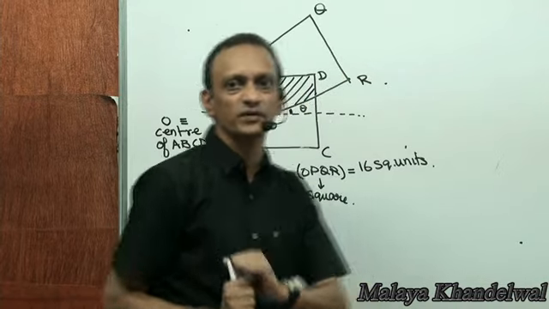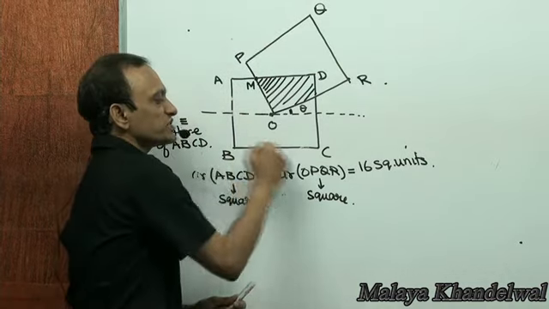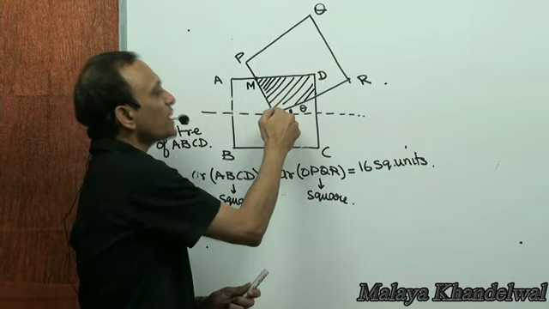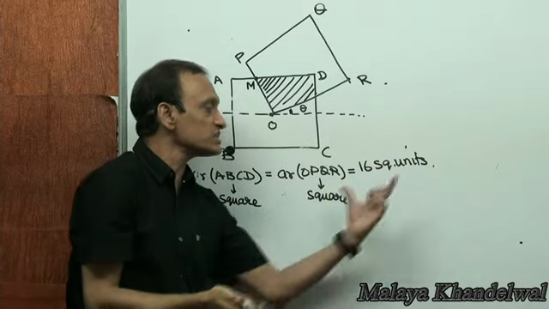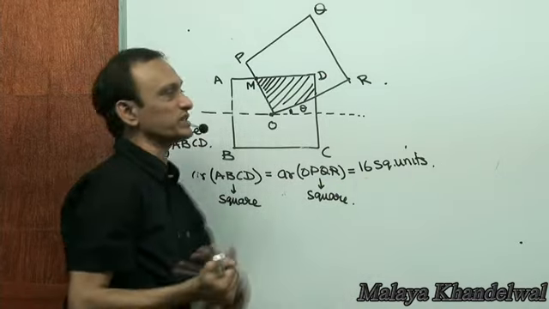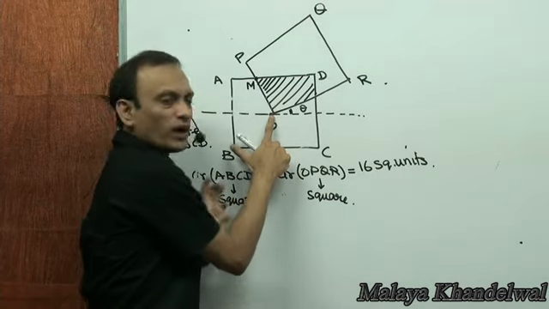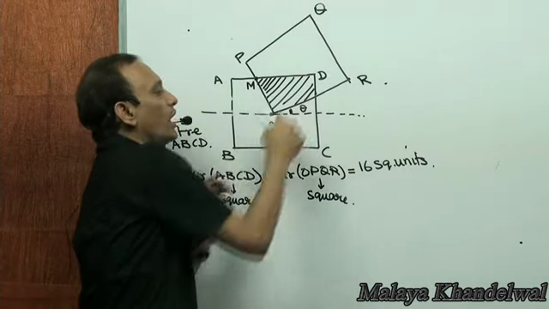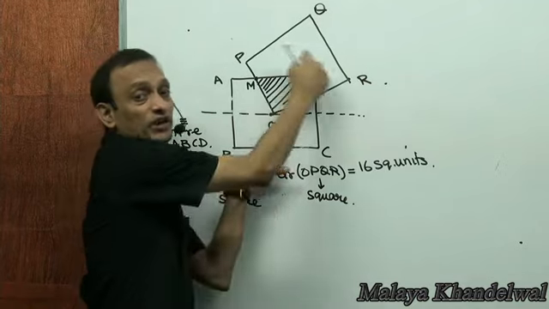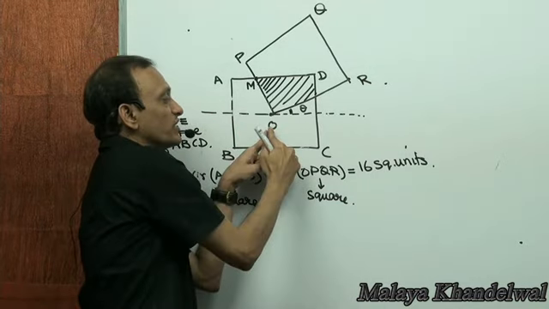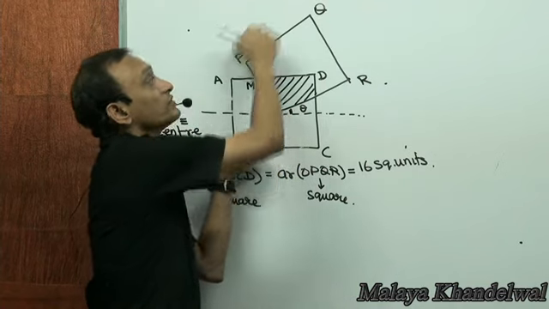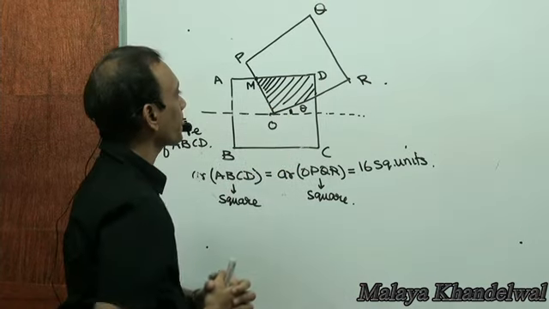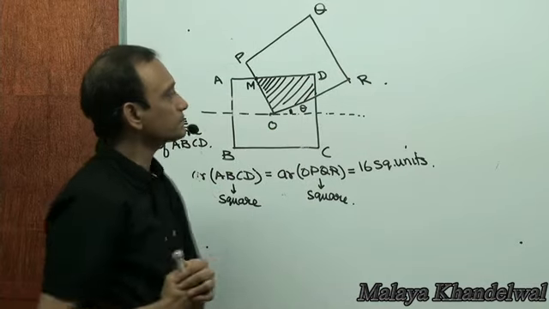Let me first explain the problem to you. There is a square ABCD, and there is another square OPQR, and the area of each of these squares is 16 square units. The vertex of one of the squares, OPQR, is also the center of ABCD. That means the geometrical center of ABCD coincides with the vertex O of the other square. All right, this angle is theta.